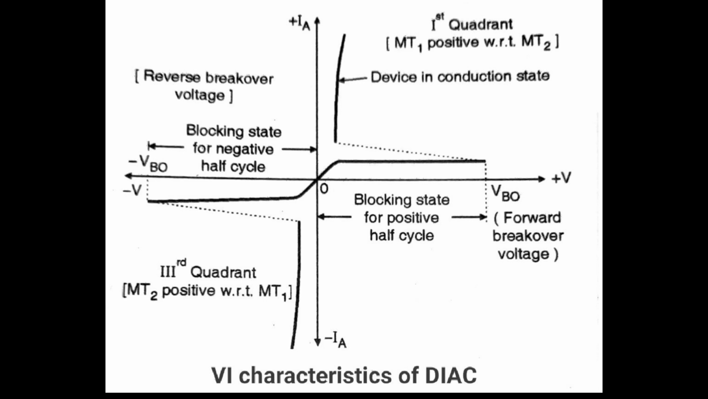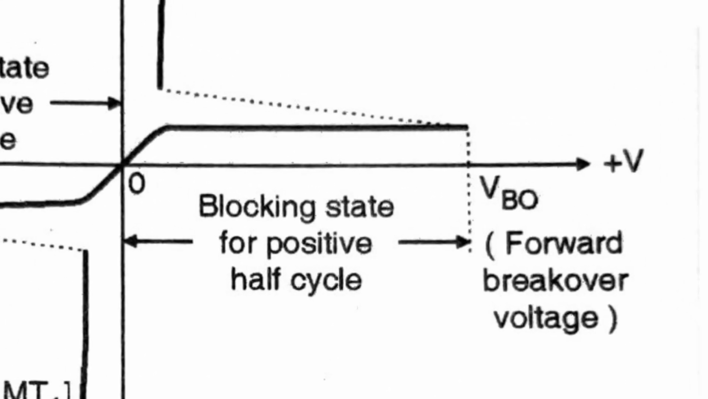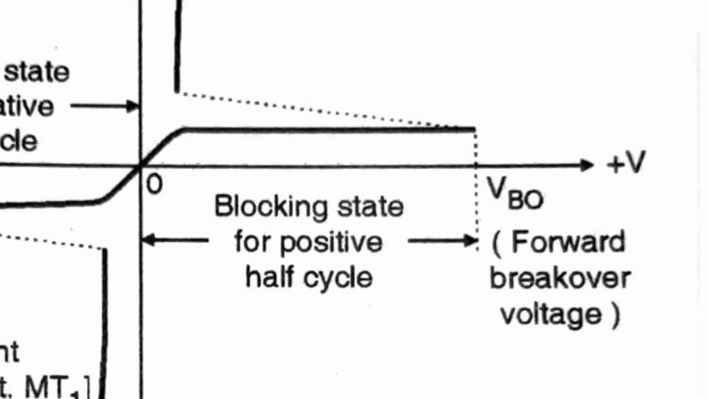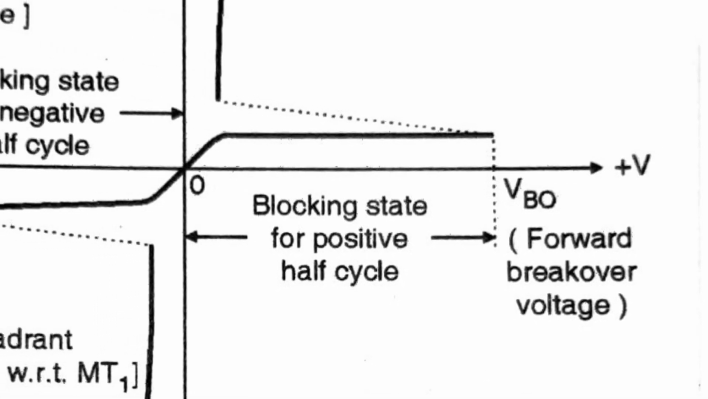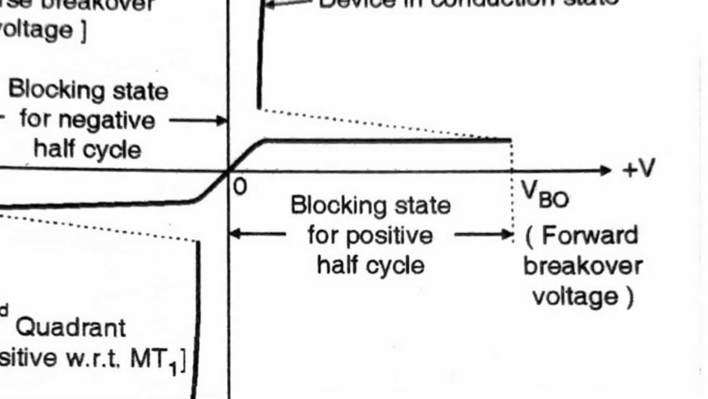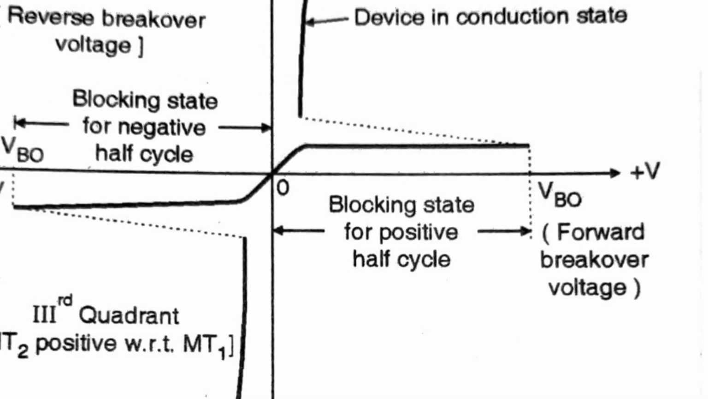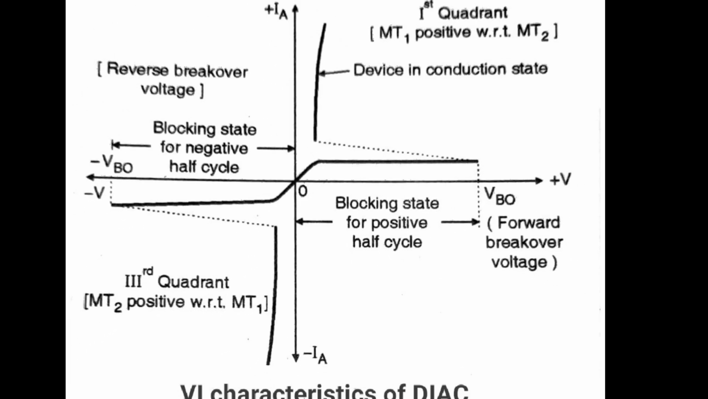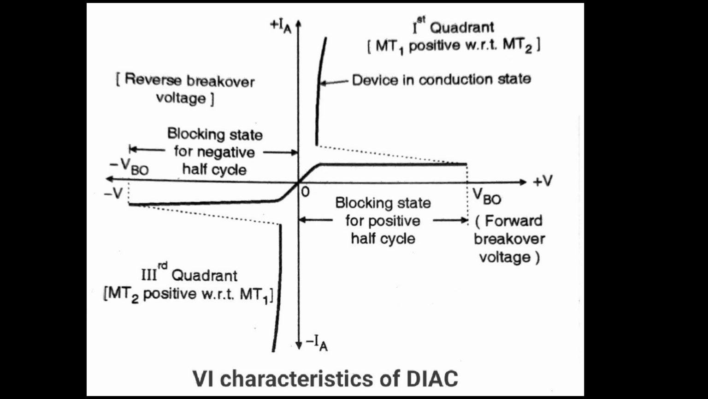As soon as the applied voltage reaches the breakdown voltage VBO, the device starts conducting. The current through the device starts increasing and the voltage across it starts decreasing. In the conduction state, there is no control over the breakover voltage of the DIAC, which remains unchanged as the gate terminal is absent here.